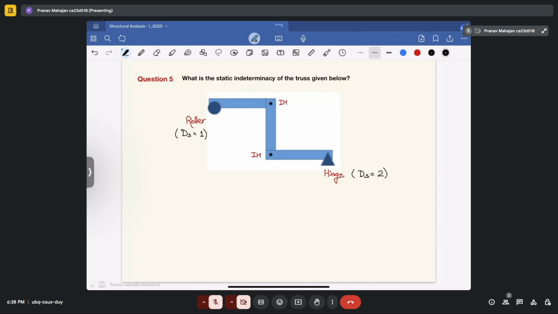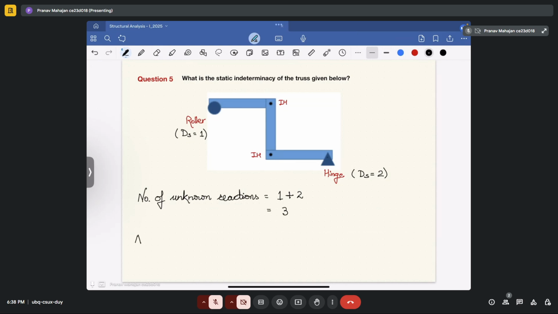Okay. So your number of unknown reactions in this case is equal to 1 due to roller and plus 2 due to hinge will be equal to 3.